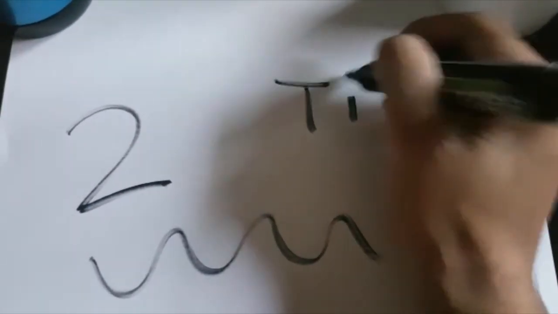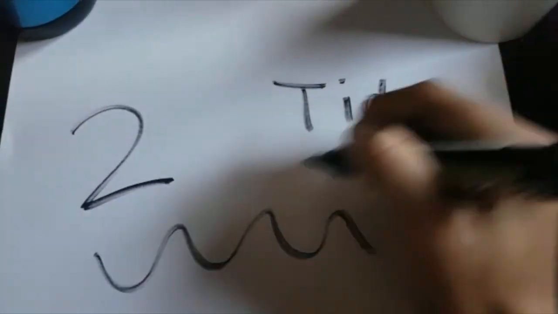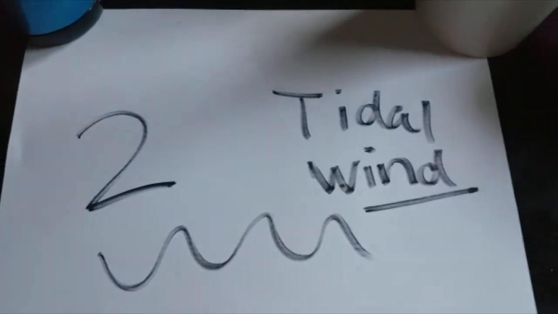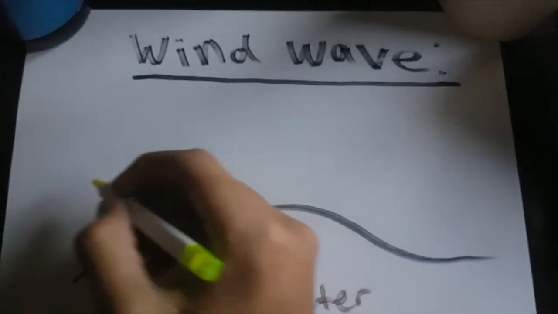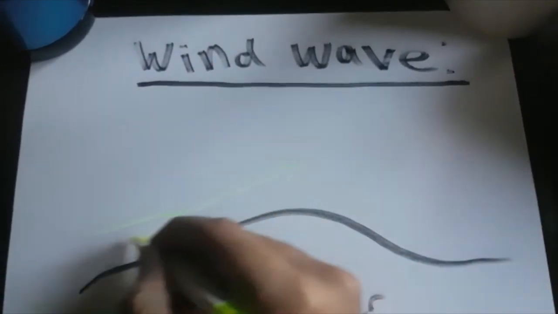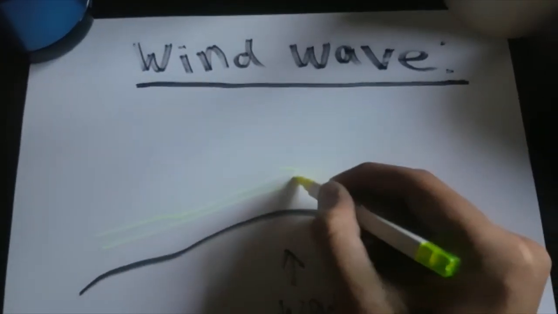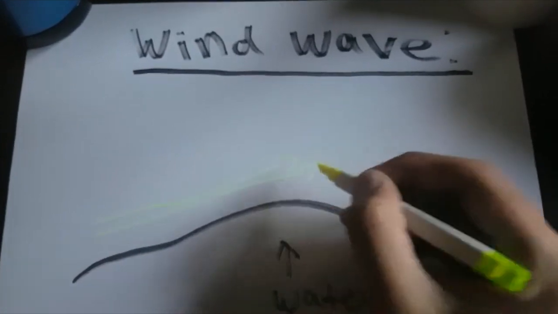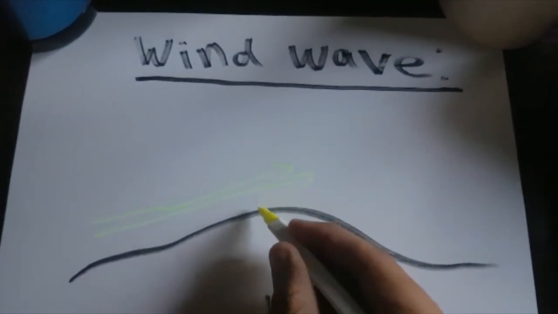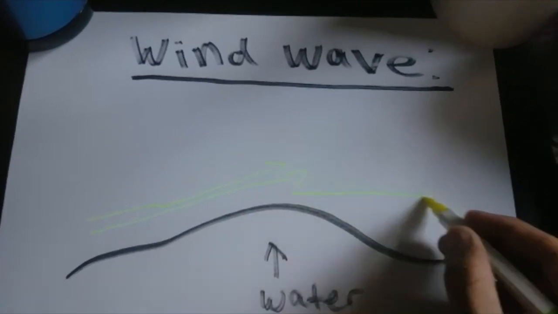So there are two types of waves, the tidal wave and the wind wave, which is more common. The way wind waves work is that wind actually hits the water and gets deflected upward, and what this does is add energy to the wave's forward movement, so this wave continues to move forward.